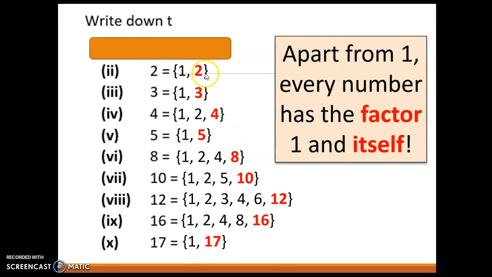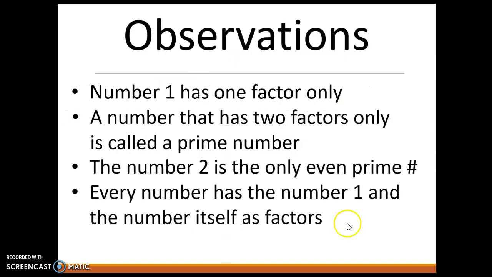So 2 is a factor of itself, 3 is a factor of itself, 4 is a factor of itself, 5 is a factor of itself, 8 is a factor, 10 is a factor of itself, 12 is a factor, 16 is a factor of itself, 17 is a factor of itself. So that cool fact: every number has the number 1 and the number itself as factors. And that is just some observations there.